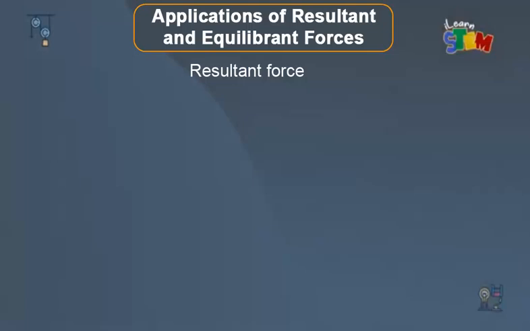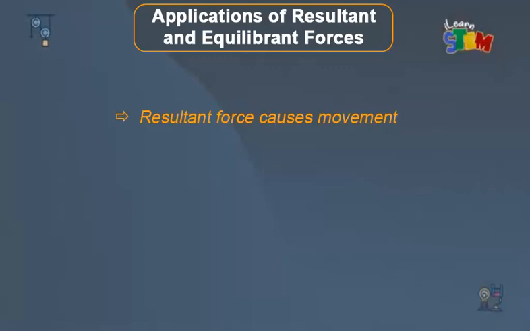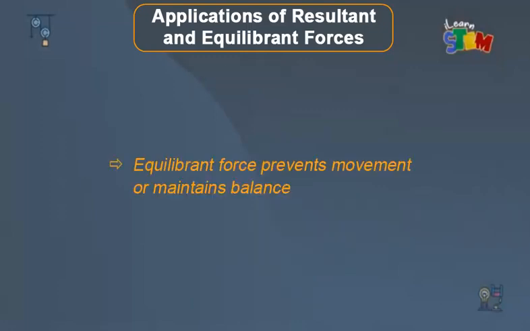Resultant force is experienced while pushing a car. If multiple people push a stalled car in the same direction, their combined forces create a larger resultant force, making the car move. Resultant force causes movement. It determines the motion of the object. On the other hand, equilibrant force can be seen on a hanging light. The tension in the cable resists gravity, preventing the light from falling. Equilibrant force prevents movement or maintains balance.